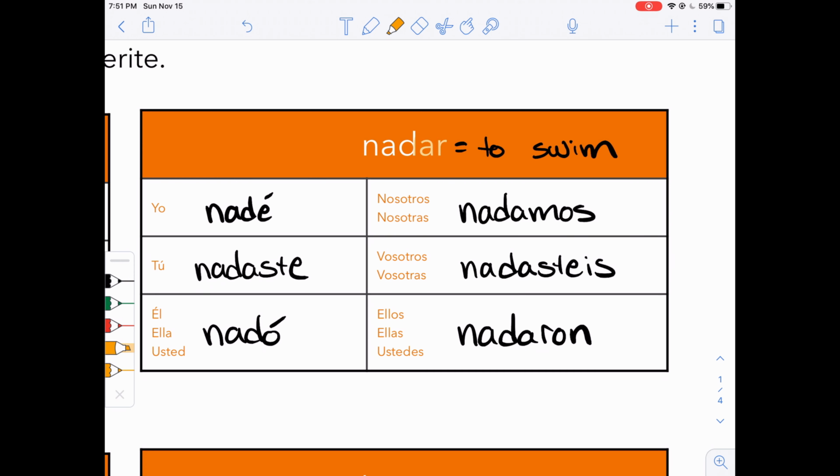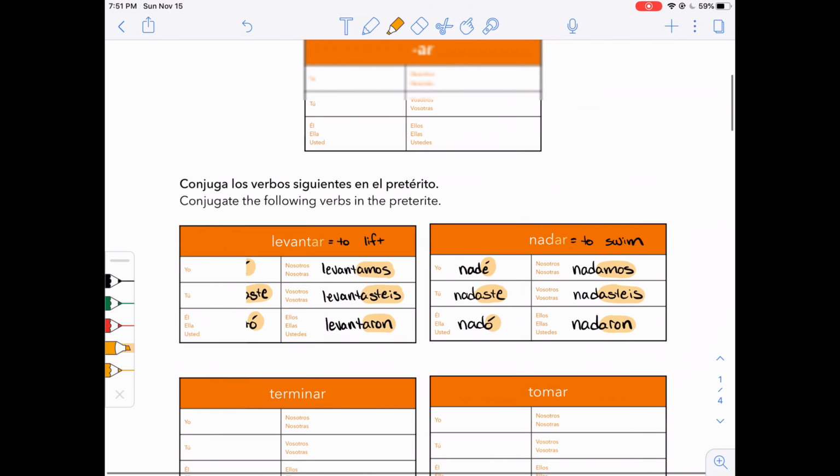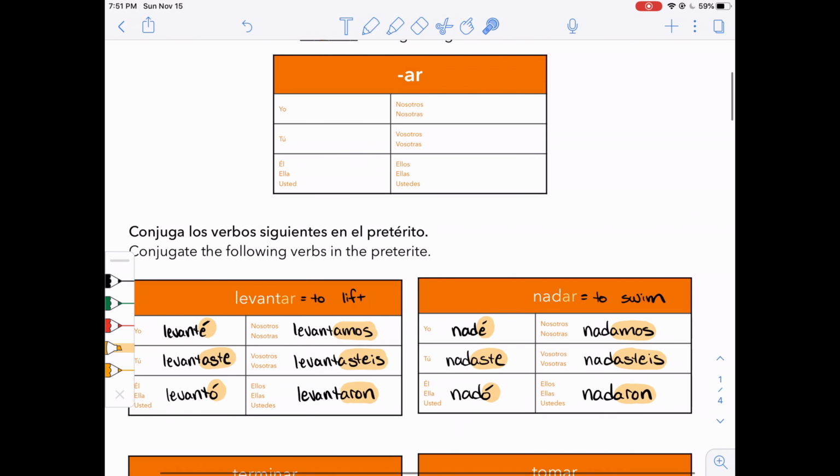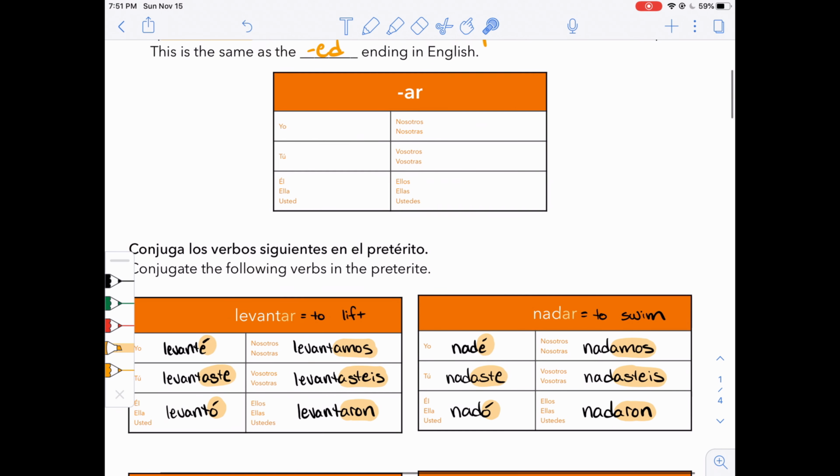Again, we're taking off our AR ending and we're replacing it with é, aste, ó, amos, asteis, aron. Is that the same as what we did with levantar? It is. That is our conjugation pattern. So if we want to say what we did with AR verbs, we drop the AR, and with yo, we replace it with é. Tú is aste. Él, replace the AR with an ó. With nosotros, replace the AR with amos. Vosotros asteis. Y ellos aron.